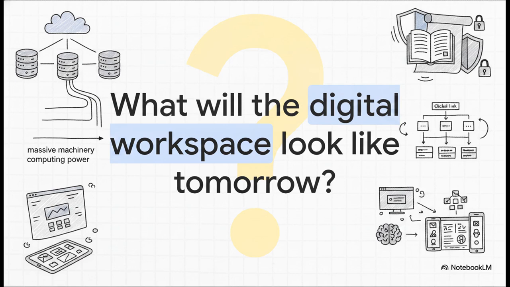The next time you click a link and land on a page just to download a file or read some text, take a second. Look at the menus. Look at the architecture. Consider the massive machinery that makes that single, instantaneous transaction possible. If a single academic PDF is wrapped in this much computing power and security today, what will the digital workspace look like tomorrow? It's a lot to think about, isn't it?